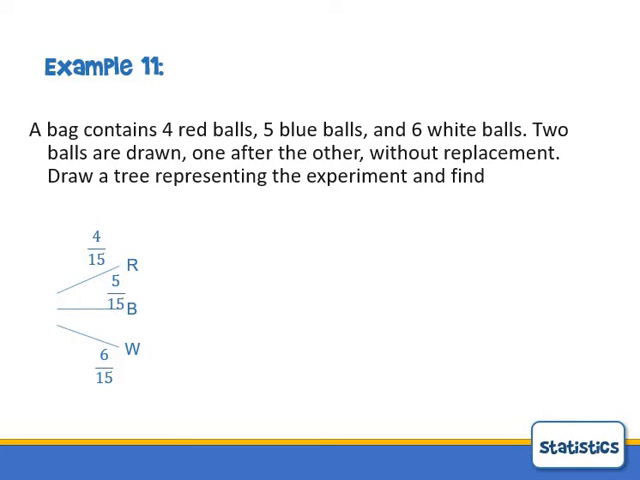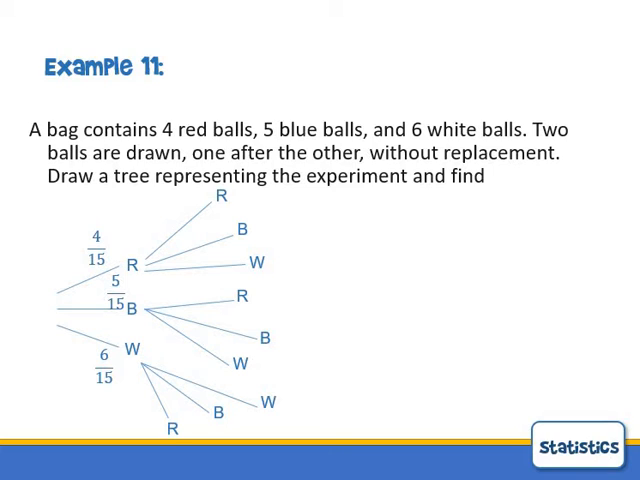And then this tree becomes pretty big there on the second step, because out of each of the 3 colors, you have branches going to each of the 3 colors. So red, blue, white, red, blue, white, red, blue, white. Each of these probabilities would now be conditional probabilities. There's only going to be 14 balls left, so all the denominators will be 14, and we have to think about the color of the first ball to figure out how many are left of the particular colors.